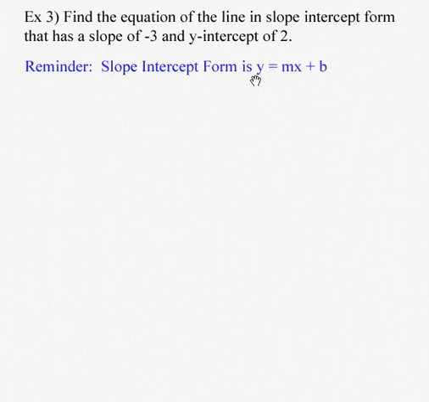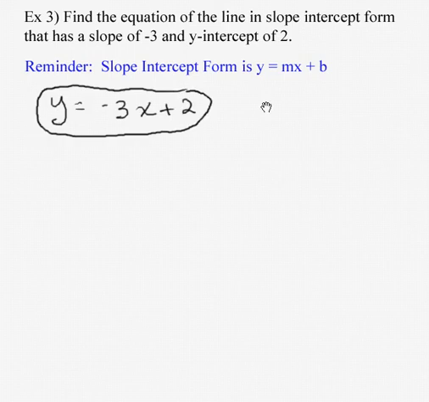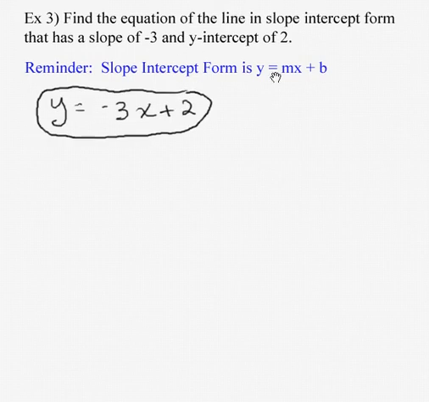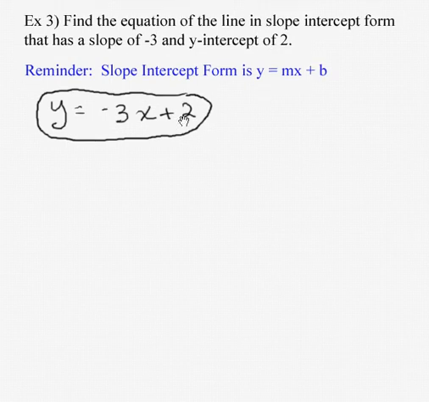And here, let's remember what we learned just a lesson or two ago. Slope-intercept form is y equals mx plus b. So not much work to do in this situation. We know that the slope of negative 3 is m, so replace m with negative 3. We know that the y-intercept represents b, so replace b with 2. There's our equation in slope-intercept form.